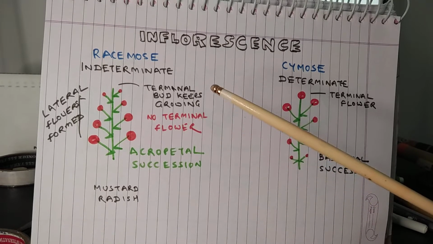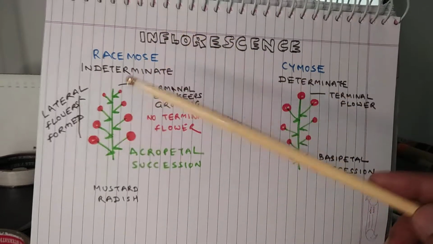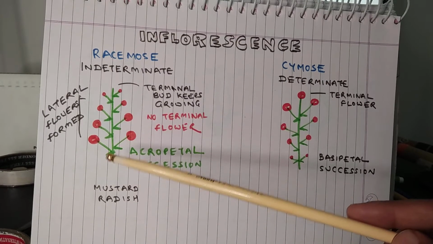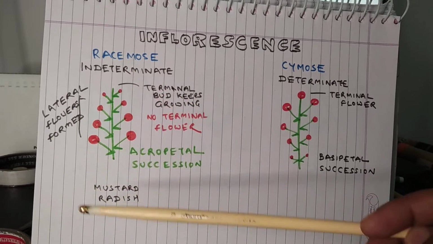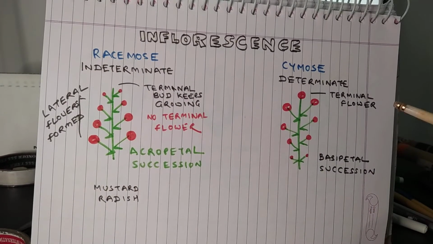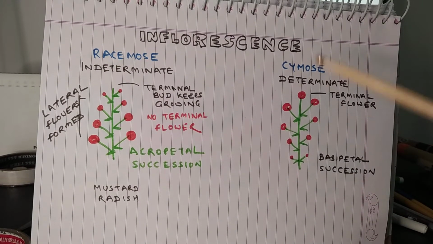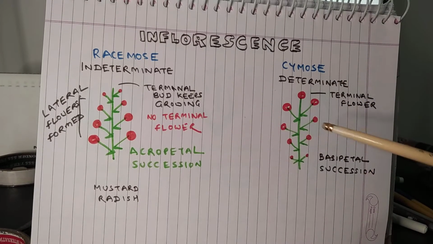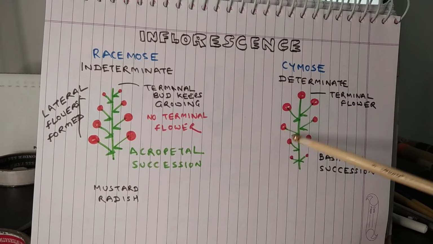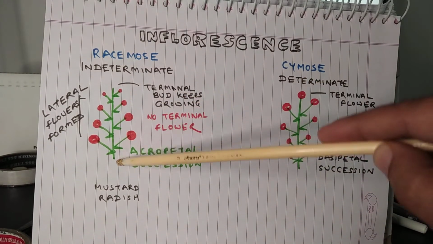In this case, it is called acropetal succession. What happens in acropetal succession? The flowers at the base mature earlier than the flowers at the top, because these flowers grow earlier than the flowers at the top. In case of cymose inflorescence, the succession is called basipetal succession, because flowers at the top mature earlier than the flowers at the bottom, and this has been shown by the relative sizes of these diagrammatic flowers. So these are bigger compared to these smaller flowers at the bottom. In this case, the flowers at the bottom are bigger compared to those at the top.